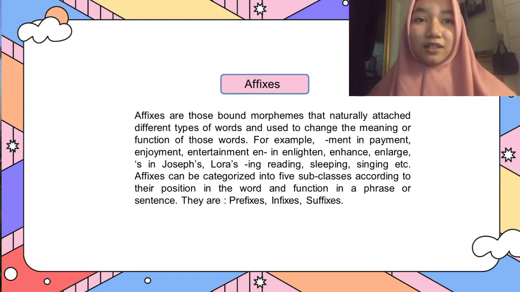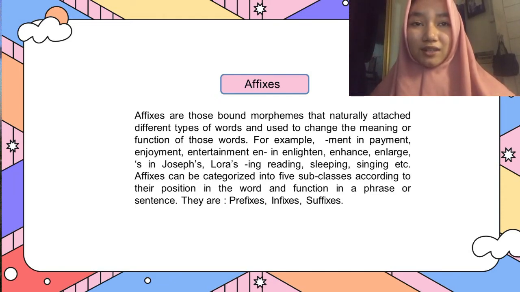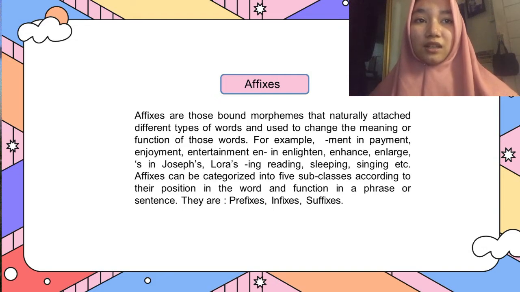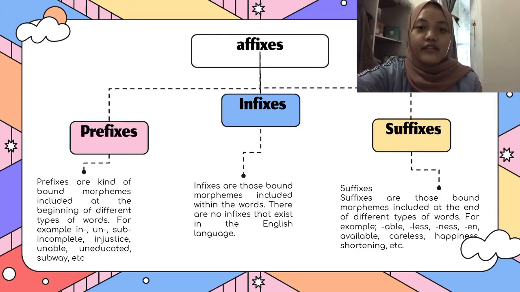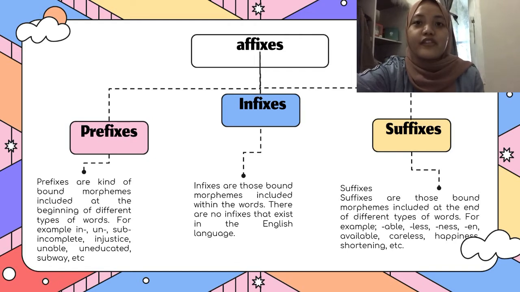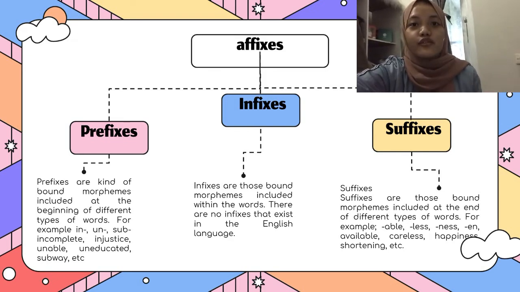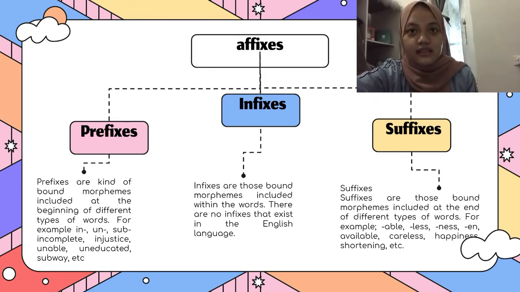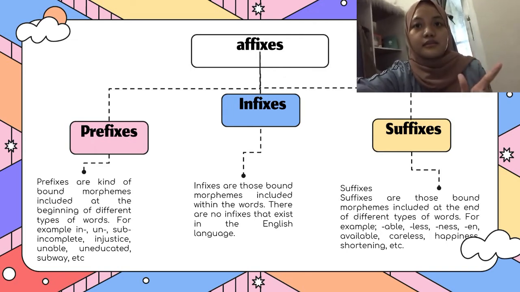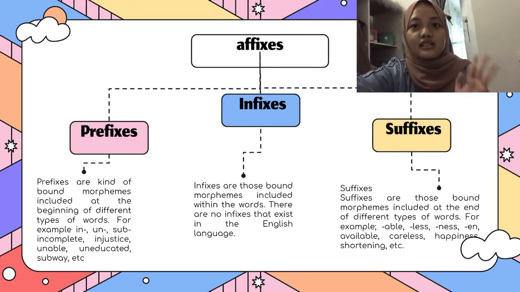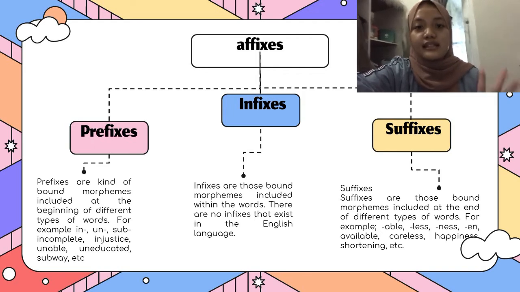Affixes can be categorized into subclasses according to their positions in the word and function in a phrase or sentence. They are prefixes, infixes, and suffixes. Affixes have 3 components. The first is prefixes. Prefixes are bound morphemes included at the beginning of different types of words. For example, un, sub, incomplete, injustice, unable, etc.